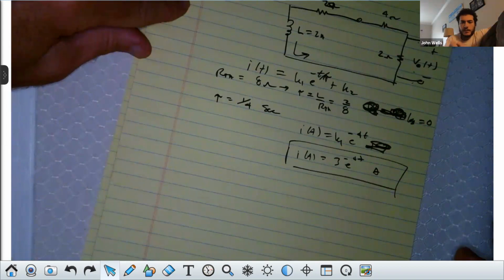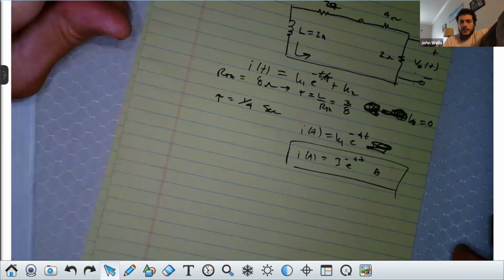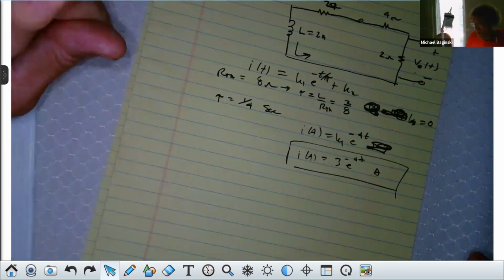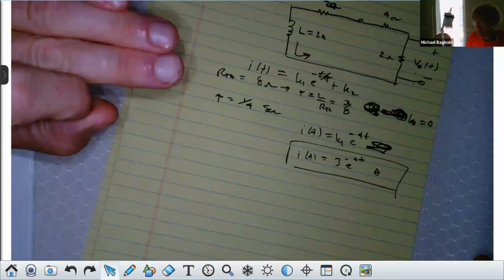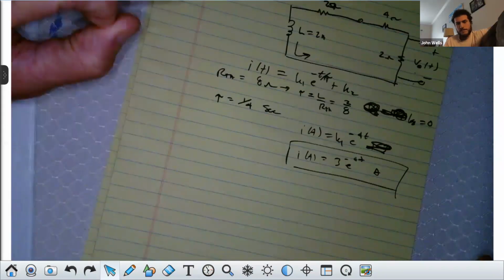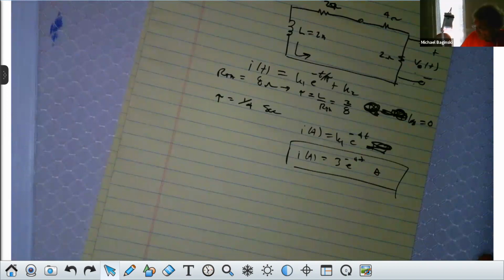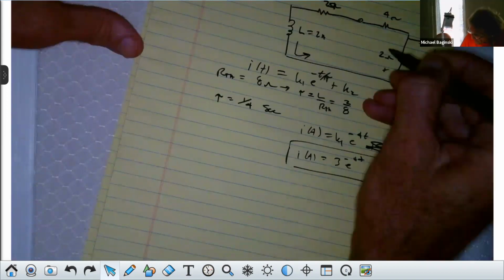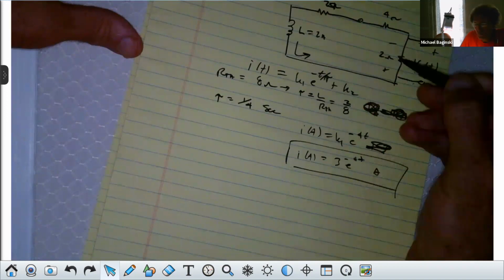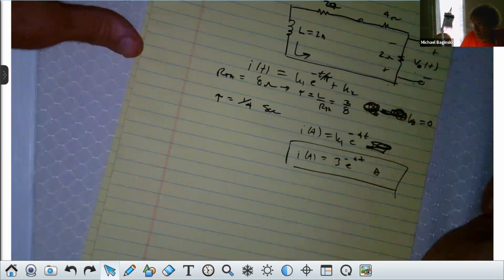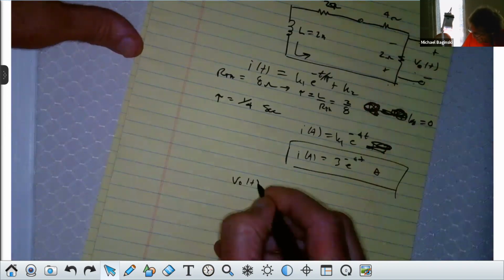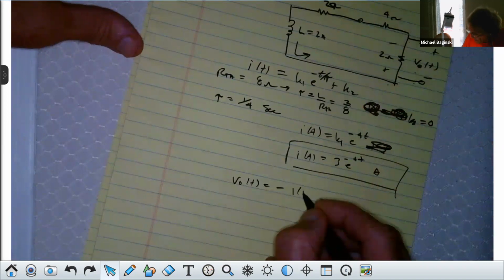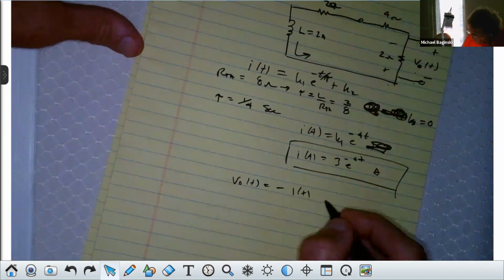The current's coming in the negative node, so the voltage is going to be negative. Right. So what we need to do is take into account not just R times I of t, but the polarity. The plus is on the top. This current is going to create a voltage this way, right? It's going to be I of t times 2 as a plus-minus voltage. Agreed? But because the plus is on top, the actual V naught of t will be minus I of t times R, which is 2.